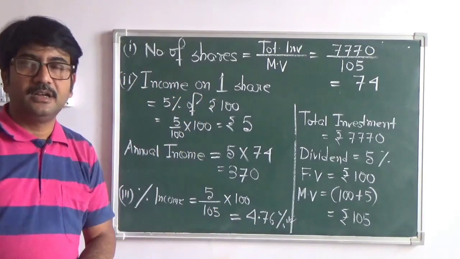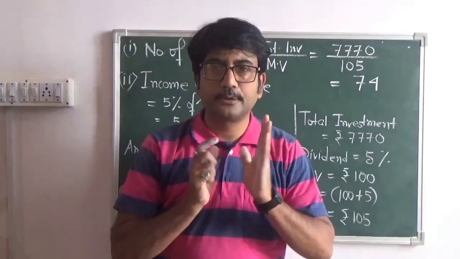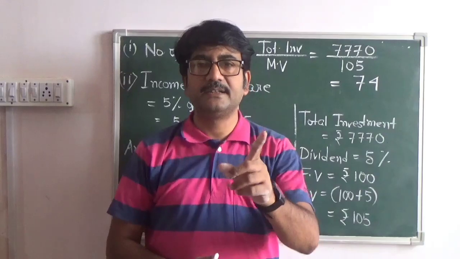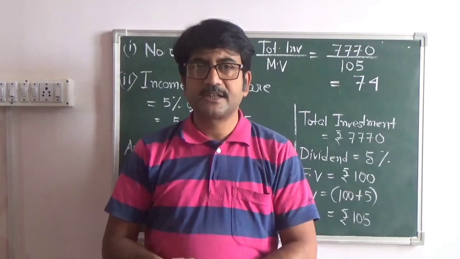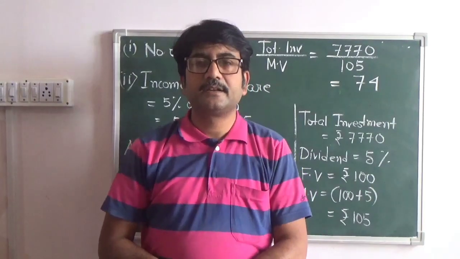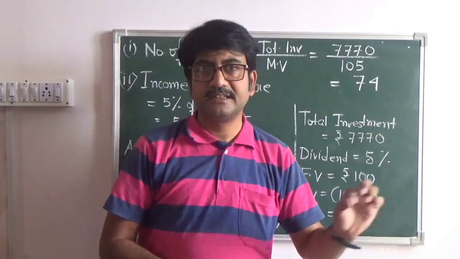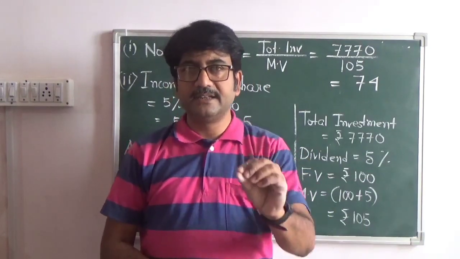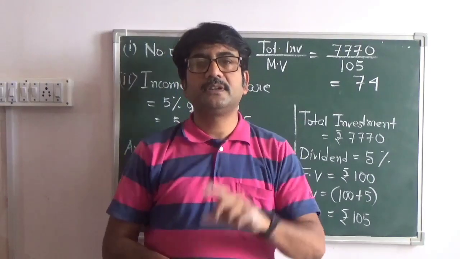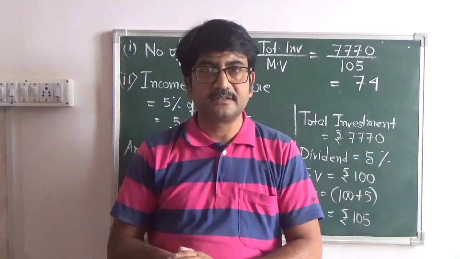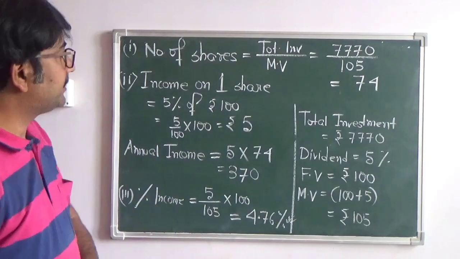So this is the question. I hope you have understood it very clearly. In the first part, the total number of shares you get by the total investment divided by the market value of one share. Once you know the number of shares, you find the income on one share, which multiplied by the total number of shares gives you the annual income. Annual income divided by the total investment, into 100, gives you the rate of return, that is the income percent. Okay, now we move on to the next question, that is question number 8.